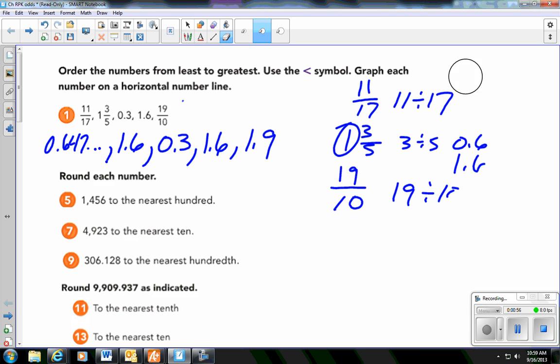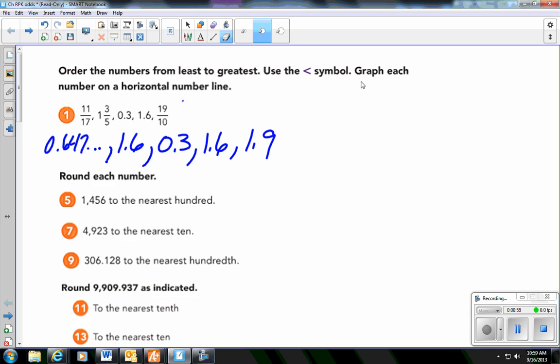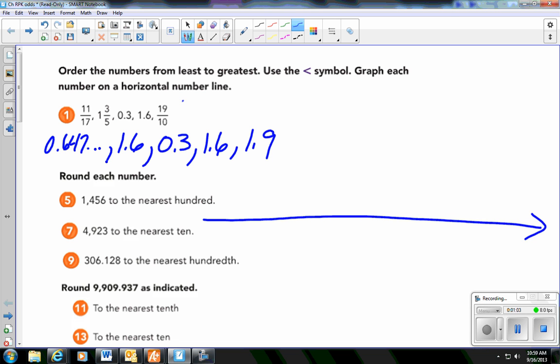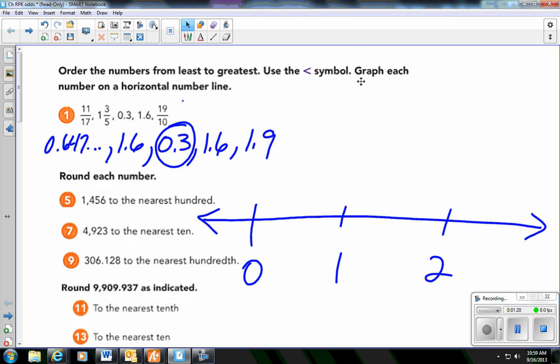So we want to put those numbers in order from least to greatest on a number line. And they're all between 0 and 2, so we can just make a number line like that. The smallest one is the 0.3, which was already written like that. So 0.3, it's a little less than halfway between 0 and 1, put a solid dot, and write 0.3 above it. So we're done with the 0.3.